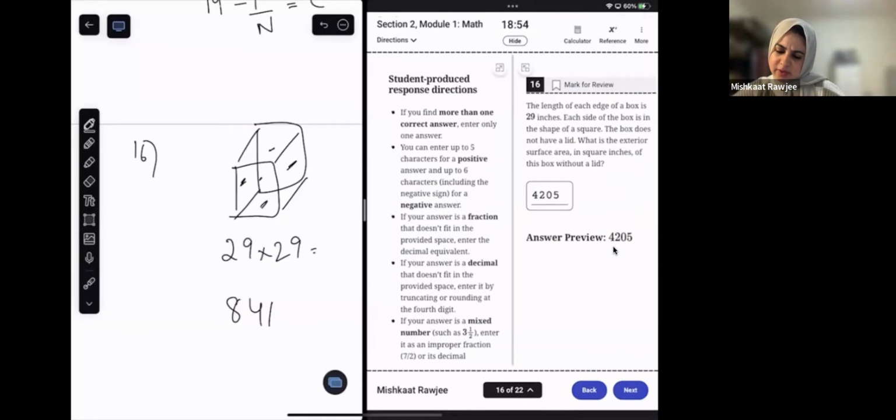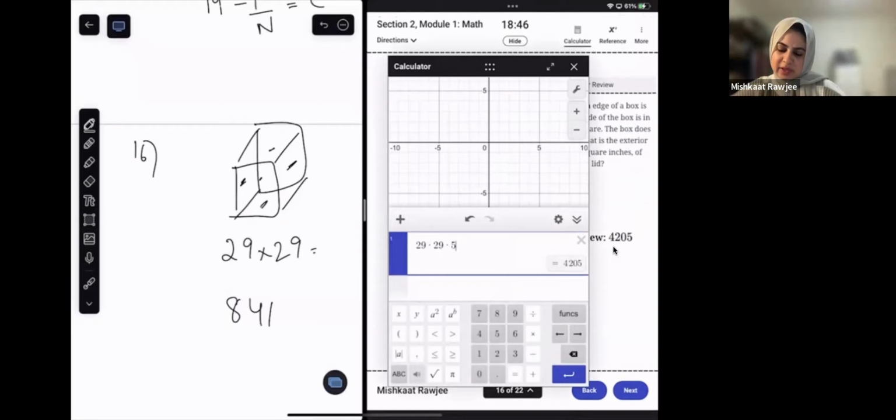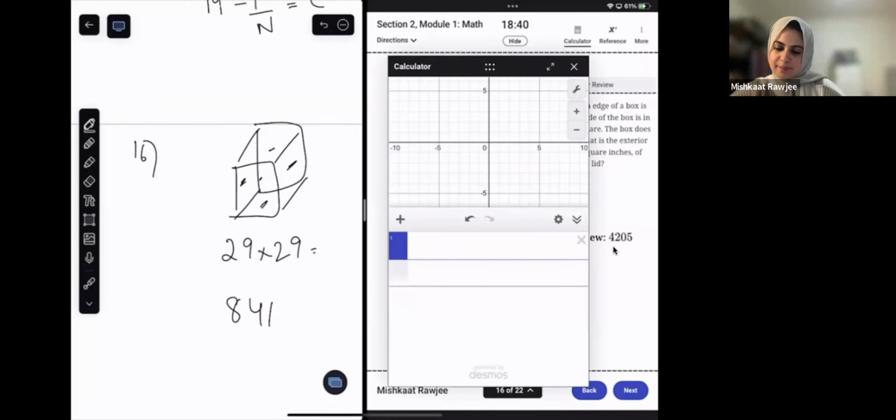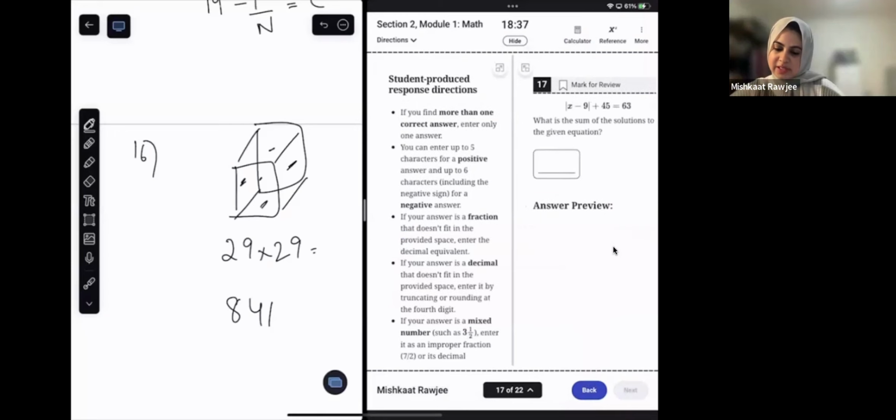Each side of the box. The box does not have a lid. What is the exterior? I'm just double checking. 29 times 29 times 5. 1, 2, 3, 4, 5. 4205. That's it. Next one, 17.